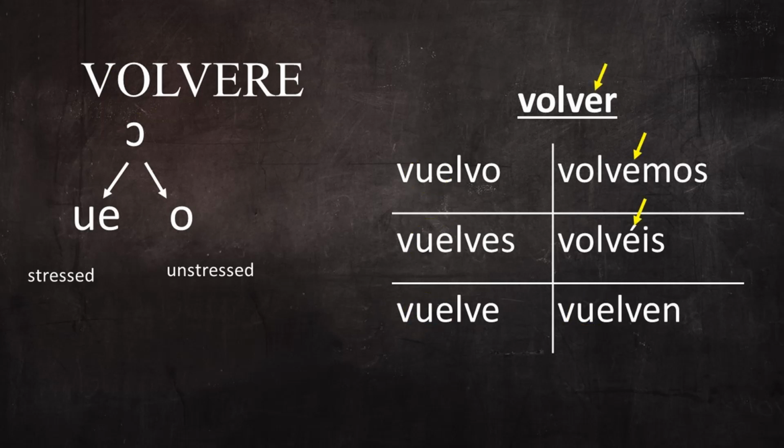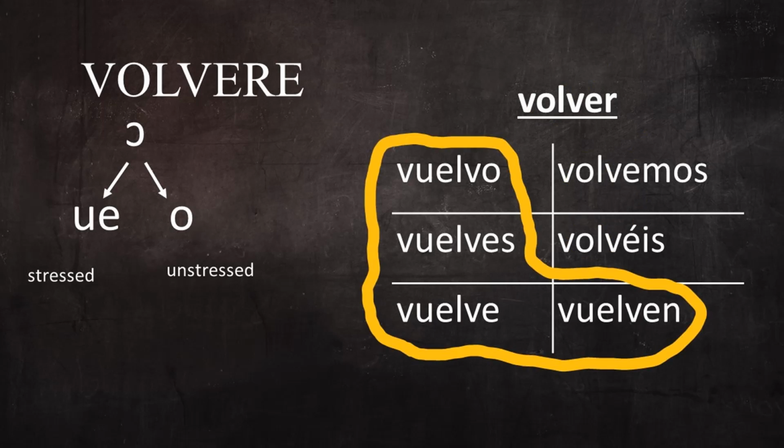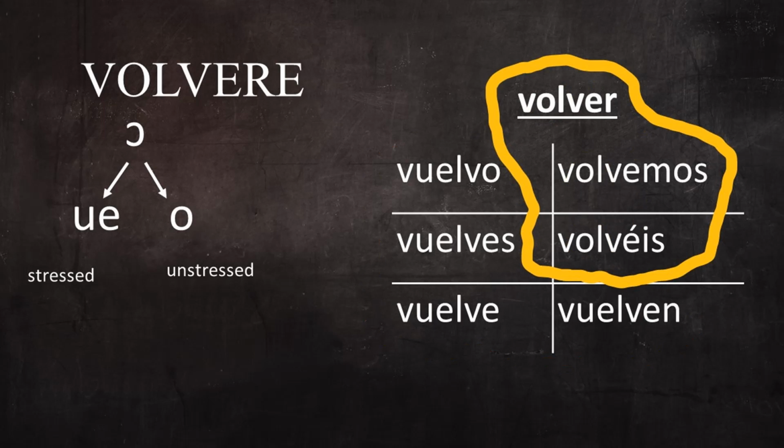But the stress falls on a syllable in the verb ending in the infinitive in these 2 conjugations, so the open O follows the pattern of unstressed vowels and becomes O. This difference in the fate of Latin short O, depending on whether it was stressed or unstressed, explains the pattern we see in which verb conjugations have the stem change and which ones don't.